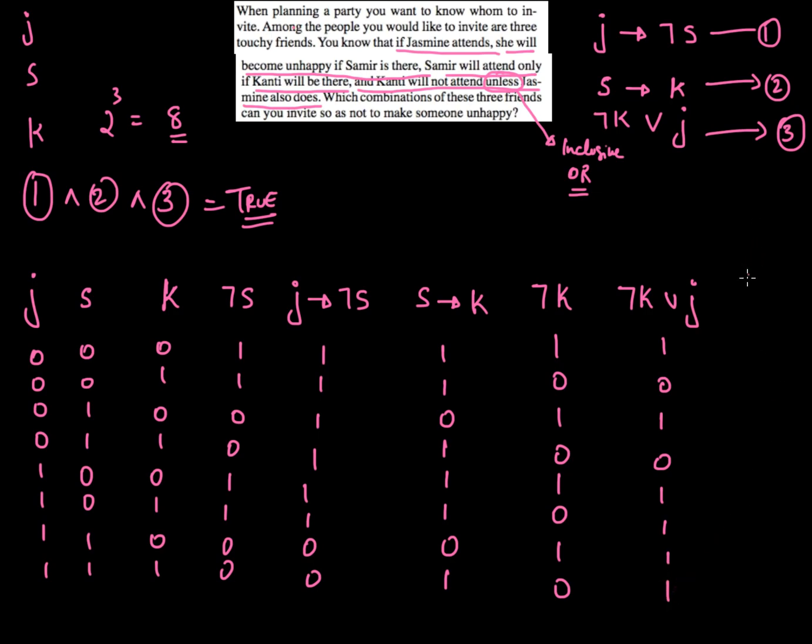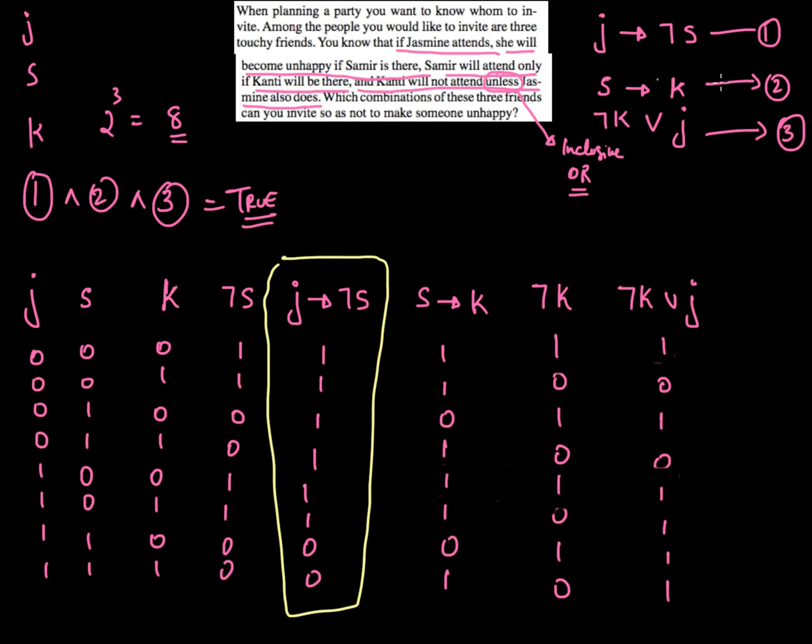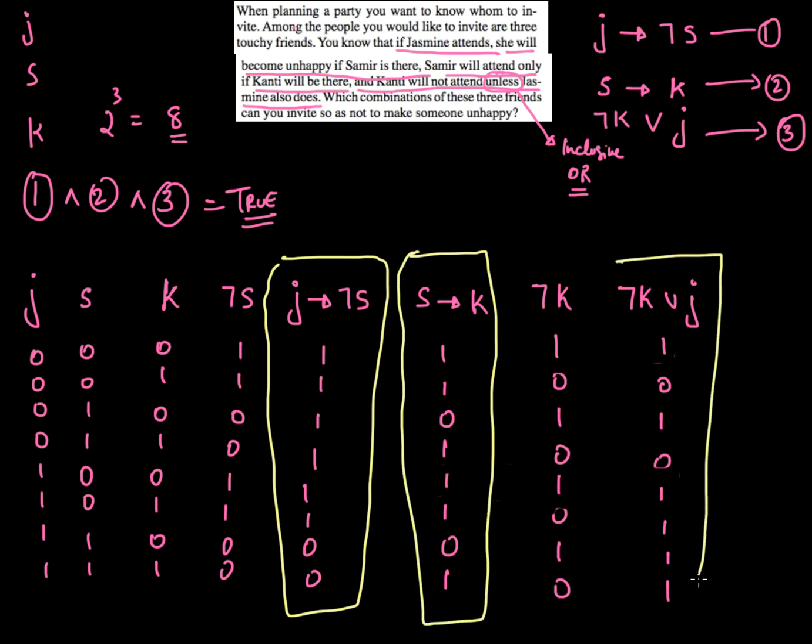Okay, and then finally I want to get an AND between all of these three guys. Now that the truth table is completed, let's look at this column over here, which expresses the first relationship between J and S. The second one is over here, and the third one is over here. And all I'm going to do within these three columns is look for those rows where I see a 1 in each one of these boxes.